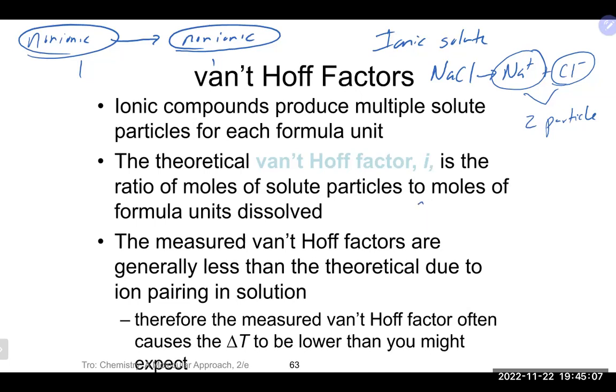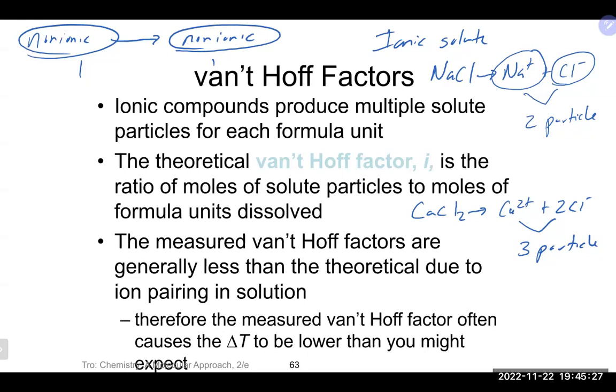It would also be different if I threw in something like calcium chloride. That would give me a calcium and 2 chlorides, which means I would get 3 particles for every 1 unit. So I'm getting 3 times as many particles flowing around as in a non-ionic situation.